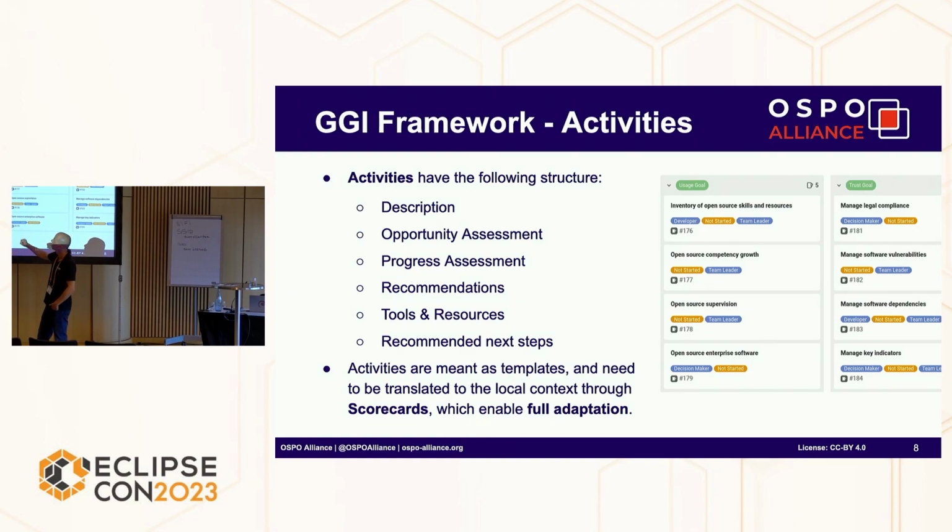You also have an opportunity assessment, which helps you identify what this activity will bring to your issues, your current problems, and whether it would be a good idea to do this activity right now. Then a progress assessment to measure the progress and the success of this activity, if you really completed it, or if you can still make some progress to actually complete the activity.